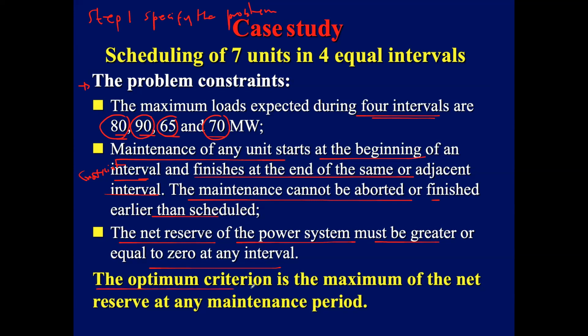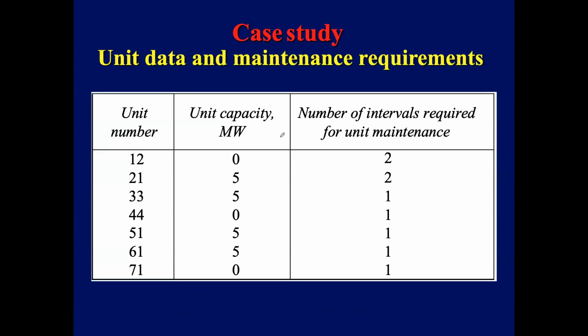In our case, the optimum criterion we are interested in is the maximum of the net reserve. If we have more reserves, that is good for the company, so you need more reserves at any maintenance period. This is associated with the first step, specifying what the problem is and identifying its constraints. Once you're clear on that, we shall move on to the next phase.